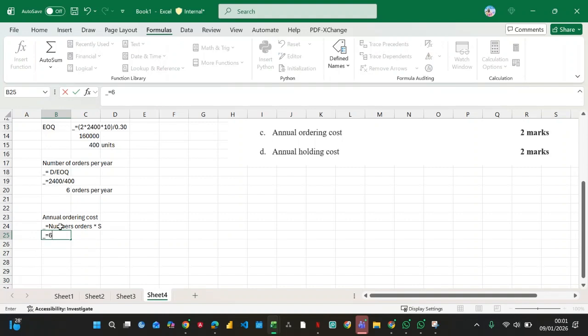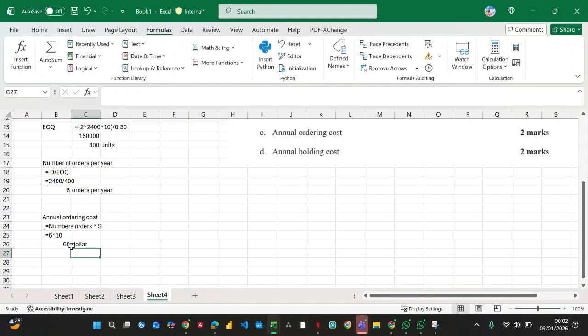So now what is the number of orders? We already have our number of orders as 6. So we have 6 orders multiplied by 10. Our answer is 6 multiplied by 10, then we have 60. Remember, this is the ordering cost, so this is going to be 60 dollars.